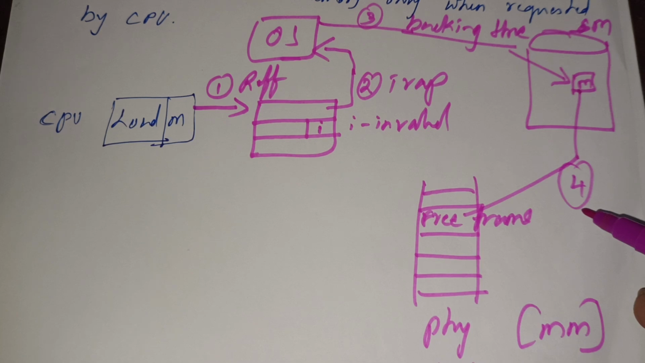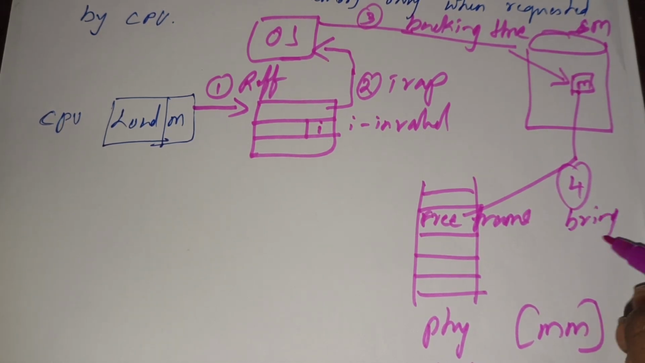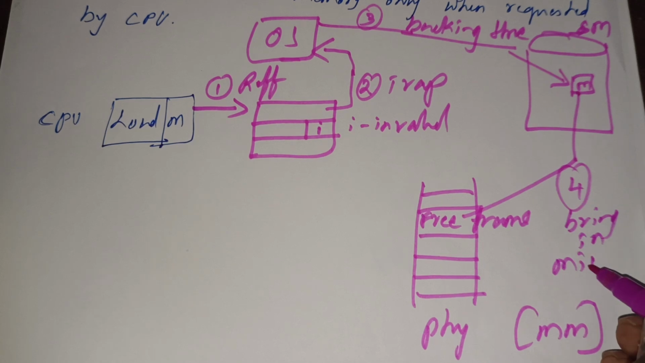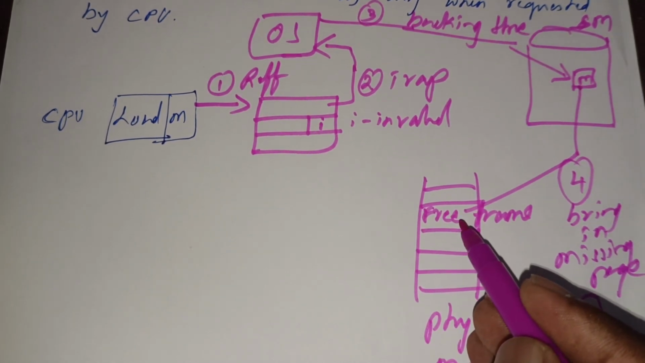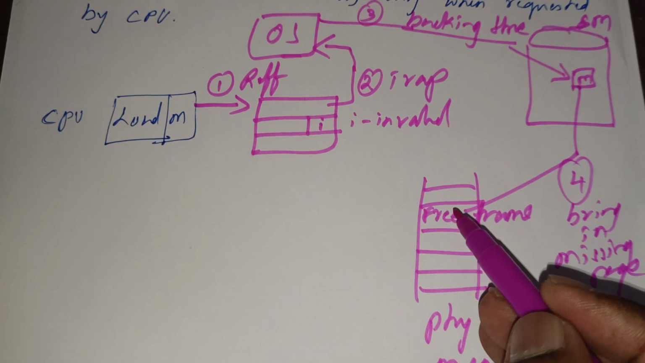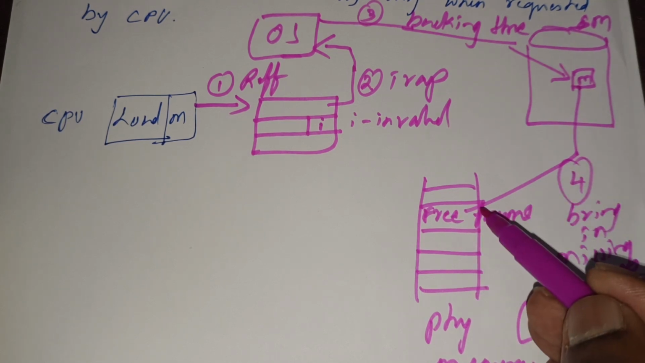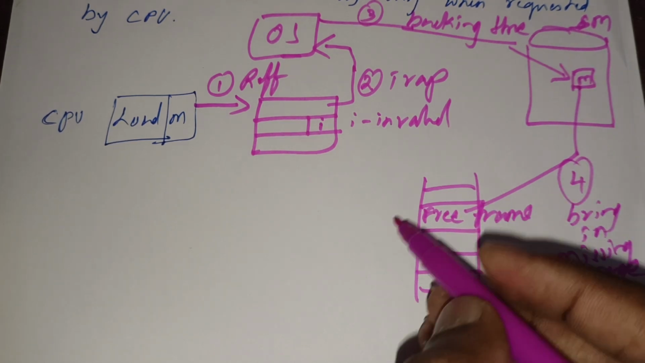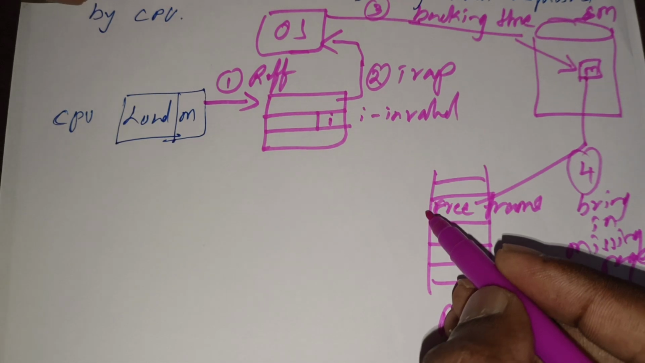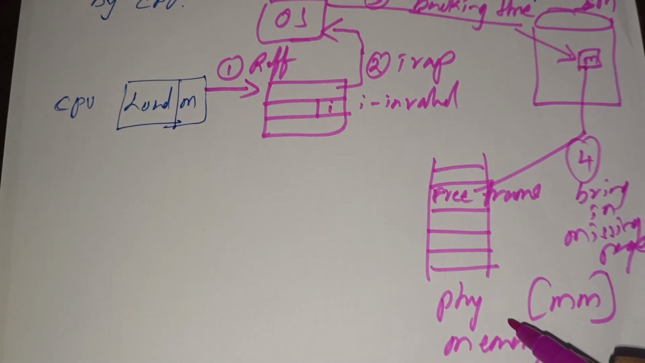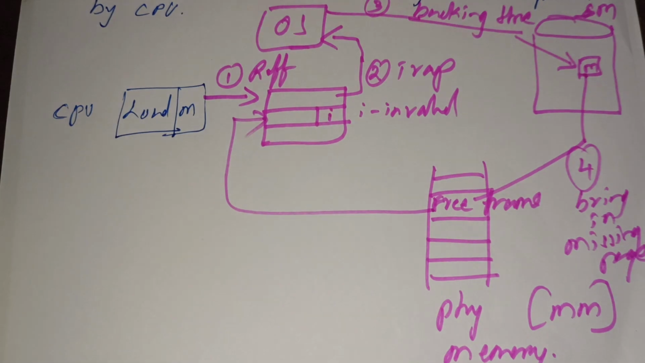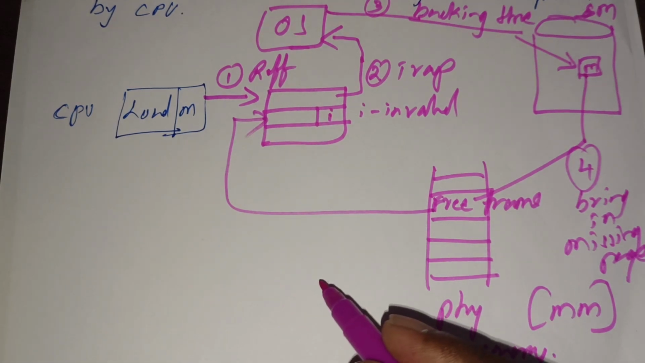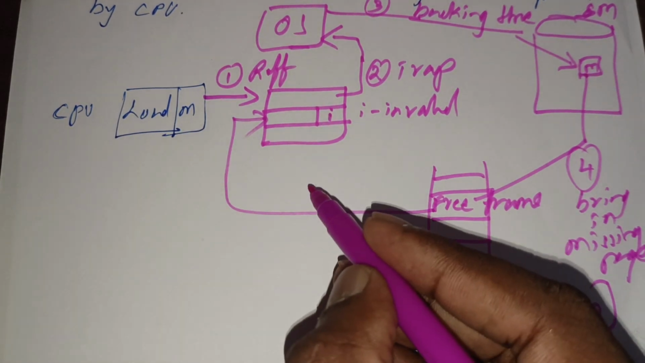So here number 4 is bring in the missing page. So here it is a free frame. So the page named M has been loaded into the frame. So here the page is getting into the physical memory, main memory, and it will update the page table, right? So what it will do, it will reset the page.